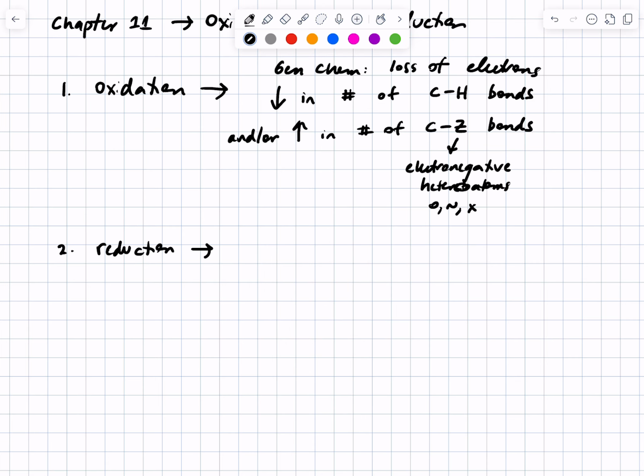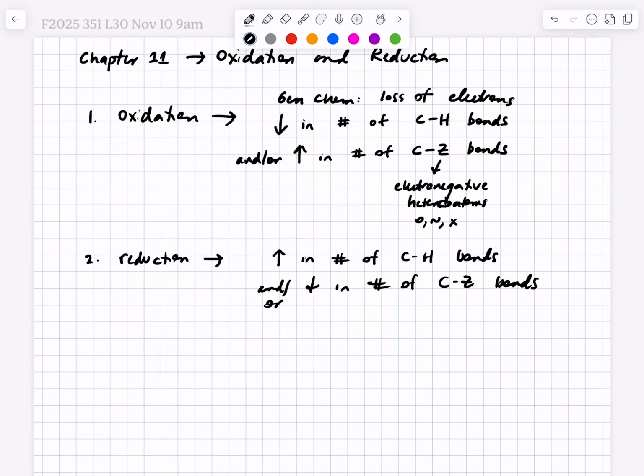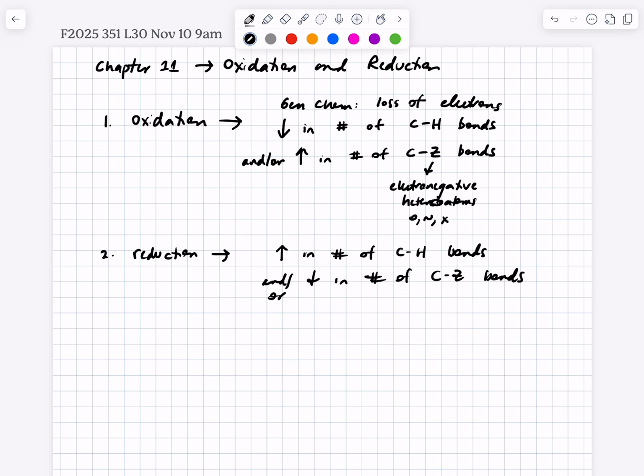You will see that in organic chemistry, reduction means an increase in the number of carbon-hydrogen bonds and, or at the same time, a decrease in the number of carbon heteroatom bonds. So let's talk about how this might manifest itself for simple organic molecules. The most reduced form of an organic molecule that you're going to encounter is, of course, this alkane, which has a formula C4H10.